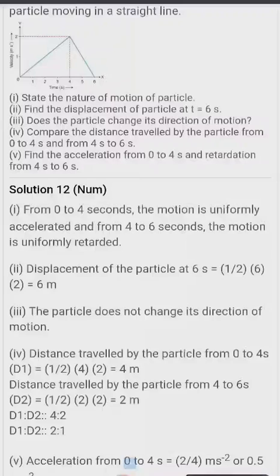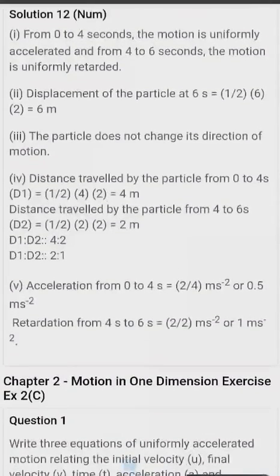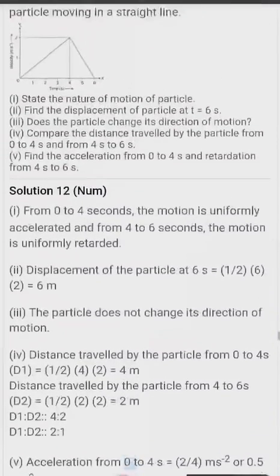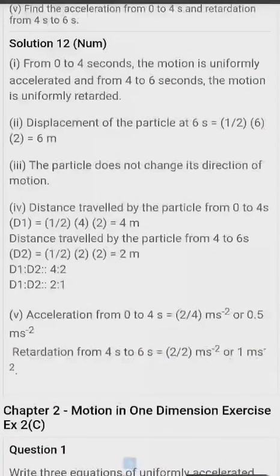Whereas the other one is retardation. You can see the graph is downwards. So the retardation will be, you have to find y2 minus y1 upon x2 minus x1. It is going from 4, 2 to 6, 0. So when you find this, you get the answer as 2 upon 2, that is 1. You will get 1 meter per second square. So the acceleration is 0.5, that is 2 by 4 meter per second square, and the retardation is 1 meter per second square.